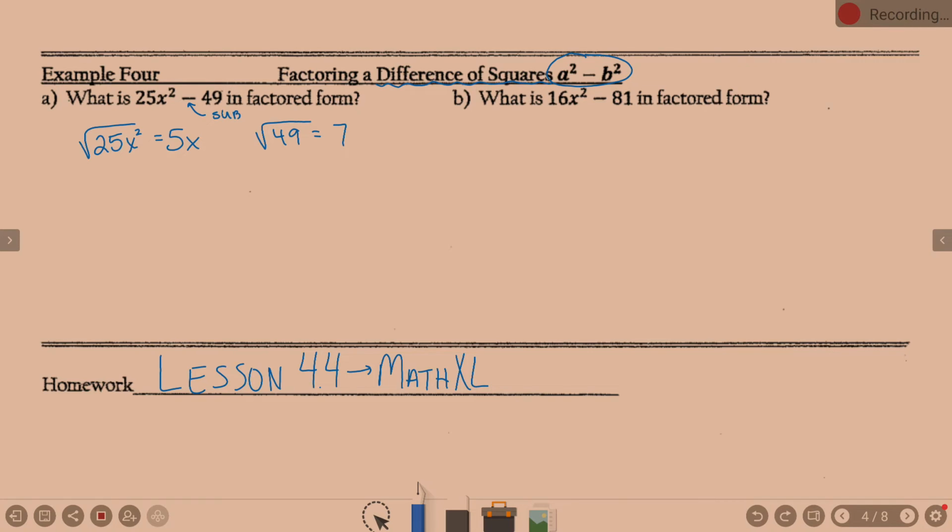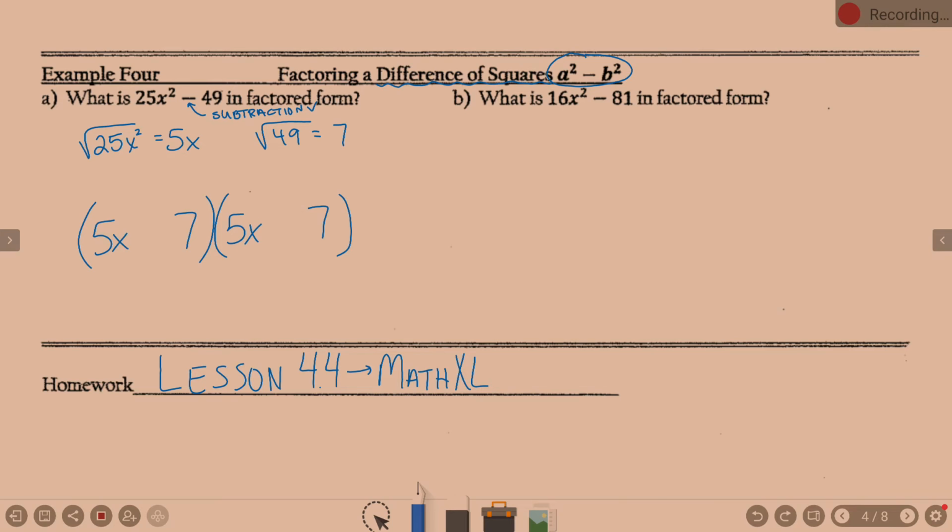Yes. So right there, for those reasons, perfect square, subtraction. This is what I call difference of two squares. Two parentheses. Square root of 25x squared is 5x. That goes in the front of each parenthesis. Square root of 49. Guess where that goes? 7 goes in the back of each parenthesis.